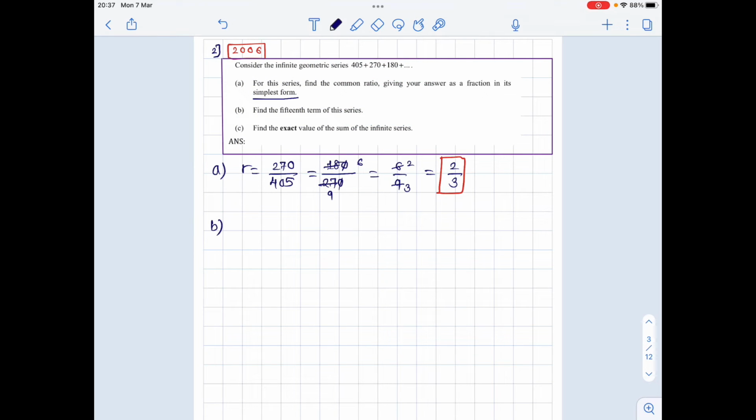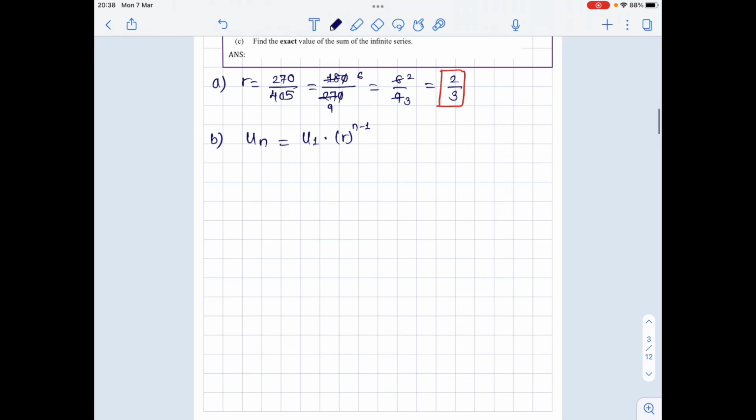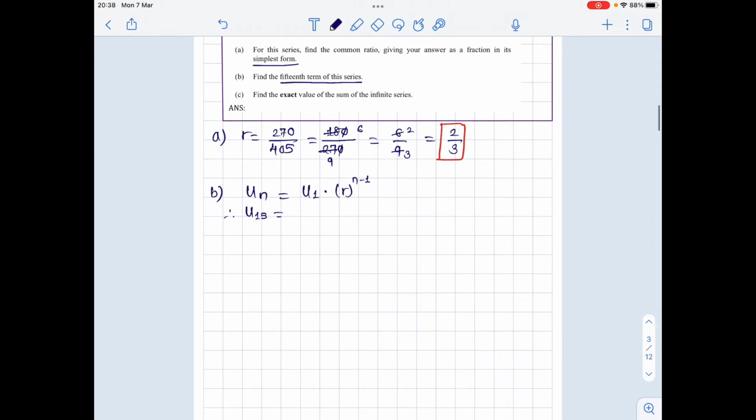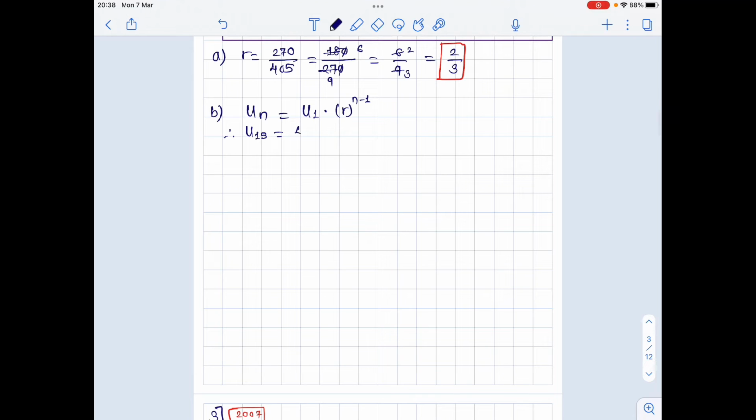B part. Find the 15th term of the series. For the 15th term, you need to use the Un formula: U1 times R raised to n minus 1. 15th term means U15. U1 is 405, R is 2 over 3, and the power is 15 minus 1. So U15 is equal to 405 times 2 over 3 raised to 14.